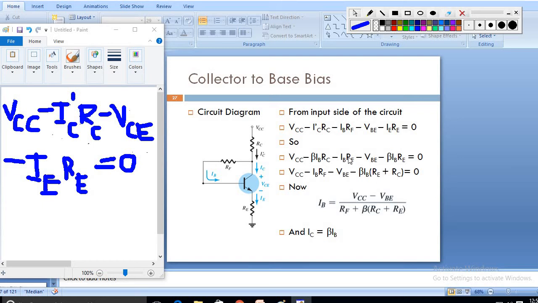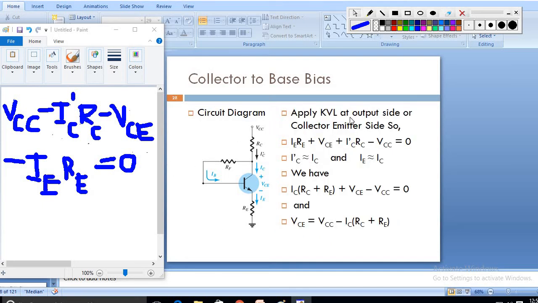Okay, the remaining 1, 2, 3 terminals are kept as they are. After that I need to take out the IB value. After shifting towards the right side, we will get IB, and IC is equal to beta IB. This is the input side KVL. And again, here is the KVL at the output side, the same thing, VCC kept as it is.